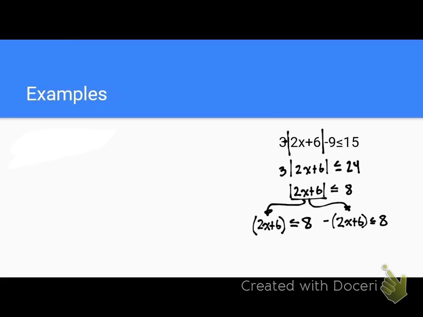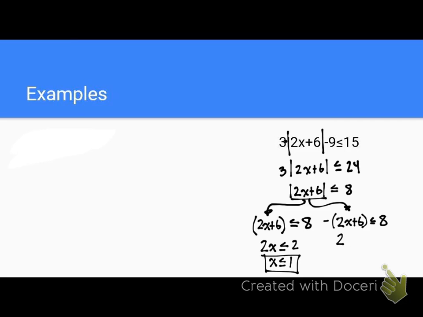Okay? Then we're going to solve each of these. This first one, we just have to subtract 6. So we got 2x is less than or equal to 8 minus 6 is 2. Divide both sides by 2. We got x is less than or equal to 1. So that's our first solution here.